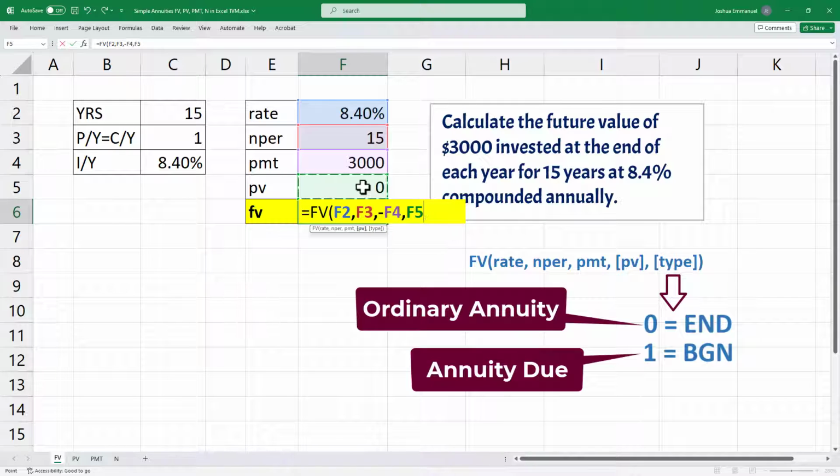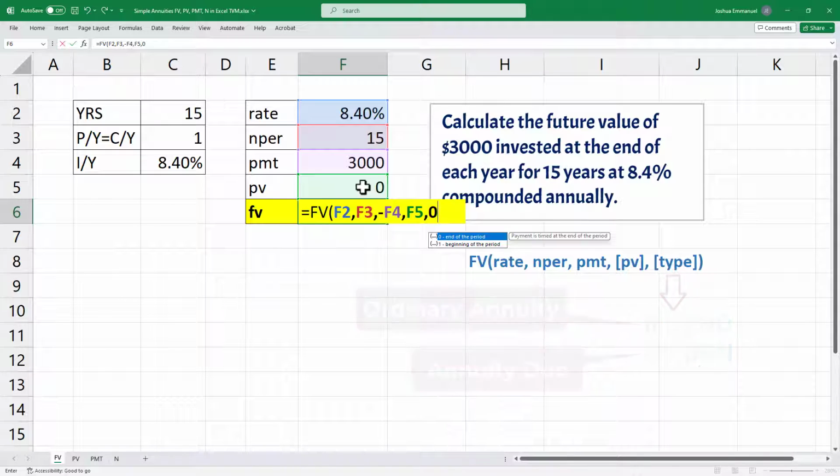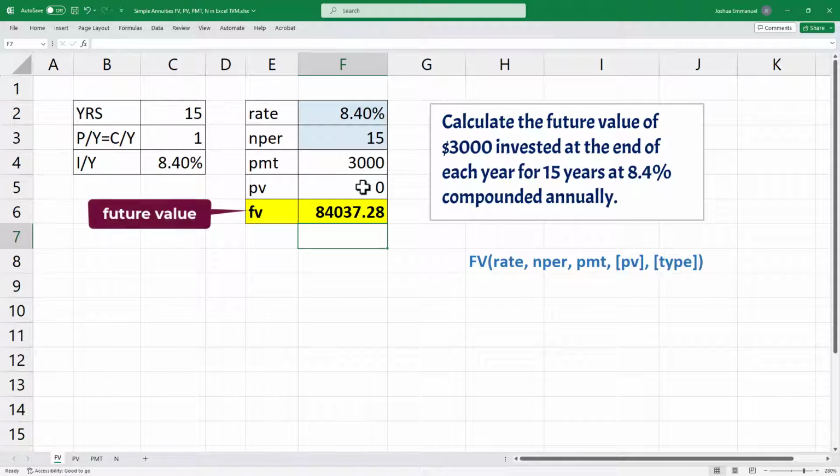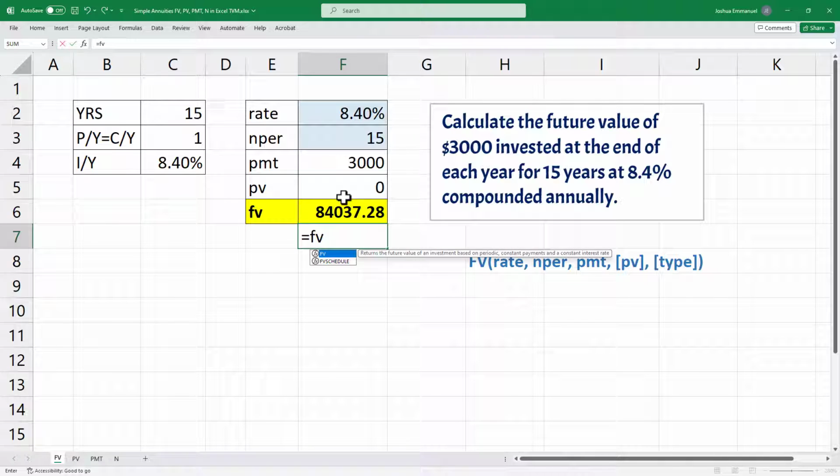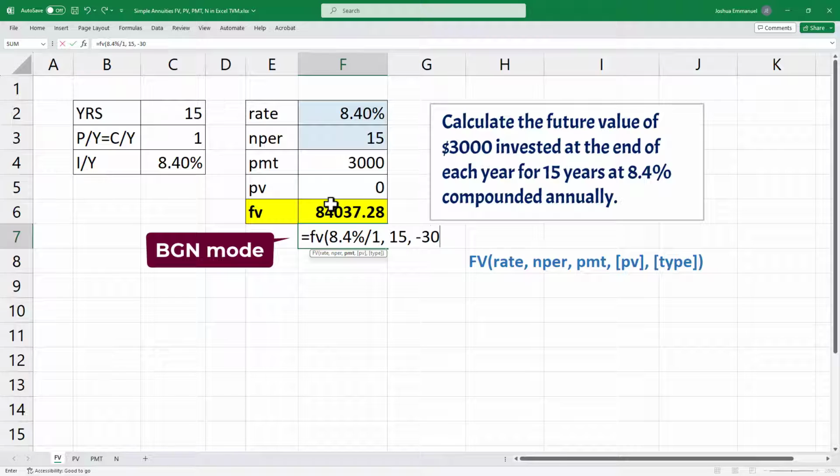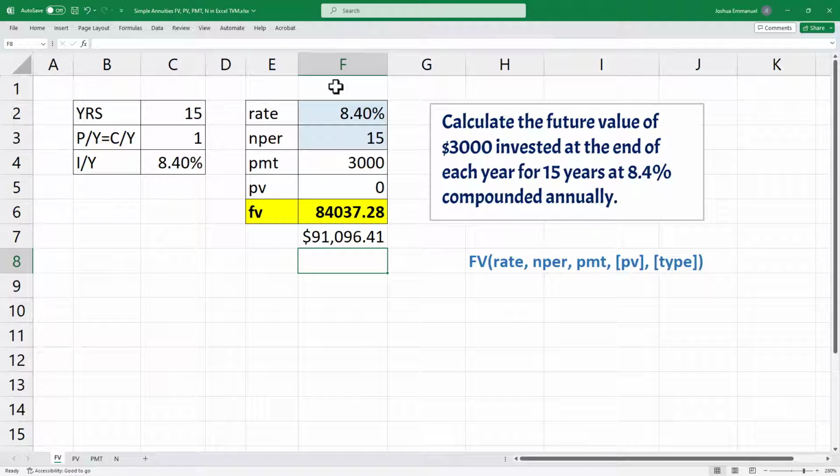So I'm going to input 0 since payments are made at the end of each year here, and enter. And here is the future value of those payments. Now let's compute the future value assuming the payments are made at the beginning of each year by inputting 1 for type. You can see here that the future value is larger when the payments are made at the beginning of the year rather than at the end.